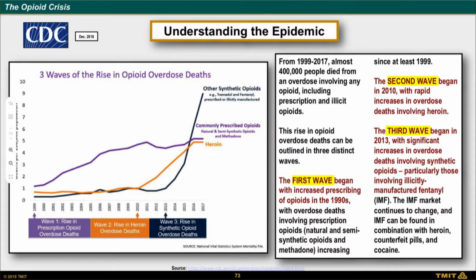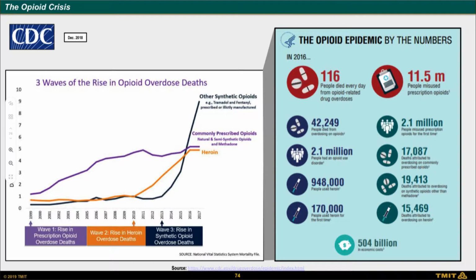The second wave began in 2010 with a rapid increase in overdose deaths involving heroin. The third wave began in 2013 with significant increases in overdose deaths involving synthetic opioids, particularly those involving illicitly manufactured fentanyl. So the IMF market continues to change, but can be found in combination with heroin, counterfeit pills, and cocaine.